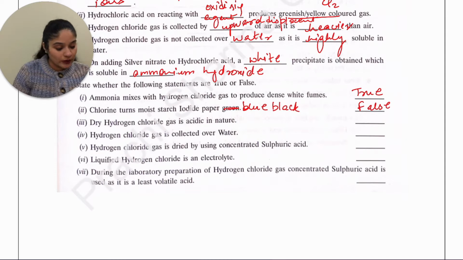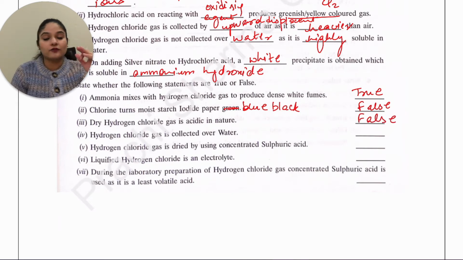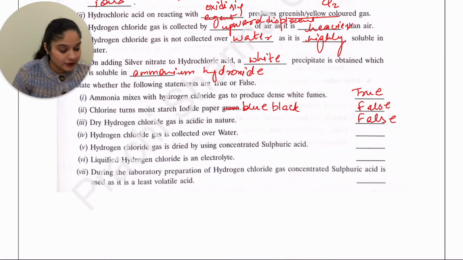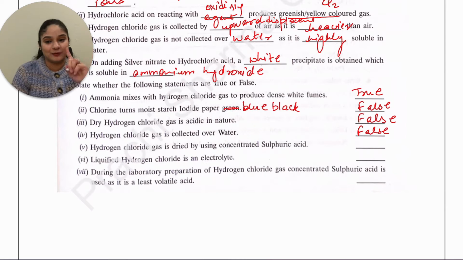Dry hydrogen chloride gas is acidic in nature. That is also false, because dry hydrogen chloride gas does not contain any ions, so it will not show any acidic nature. Hydrogen chloride gas is collected over water. That is false. It is collected by upward displacement of air. Hydrogen chloride gas is dried by using concentrated sulfuric acid. That is true. Why do we use concentrated sulfuric acid? Because it is less volatile in nature.